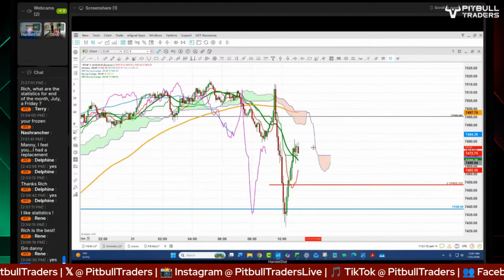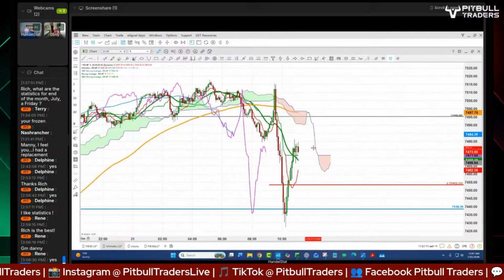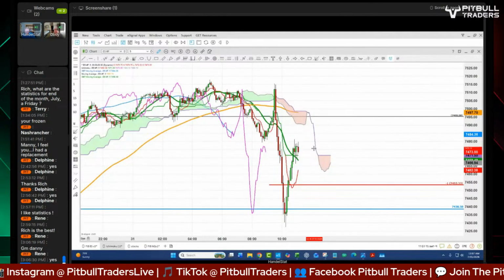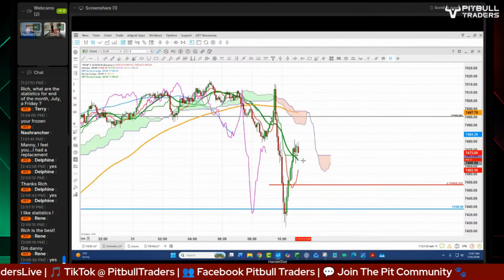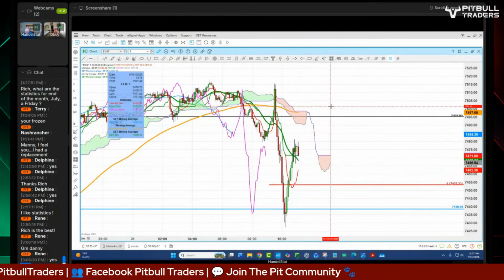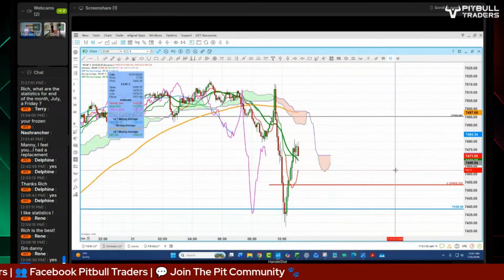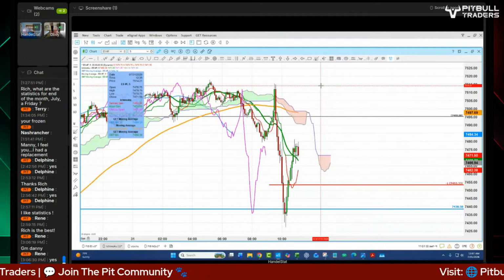ES. This is not looking good right here. Ichimoku. If these break down again a little bit, I think this is going to give it up again. When we go down to, is that the low today? Oh my God.